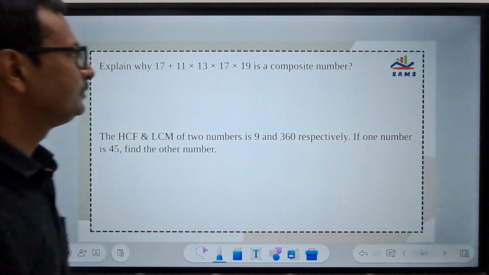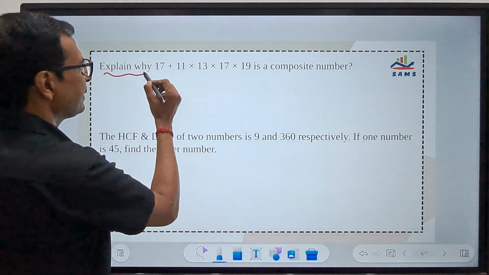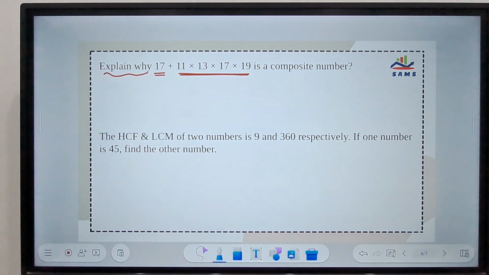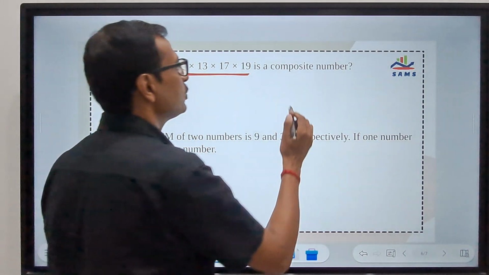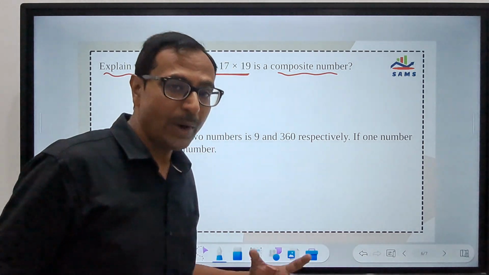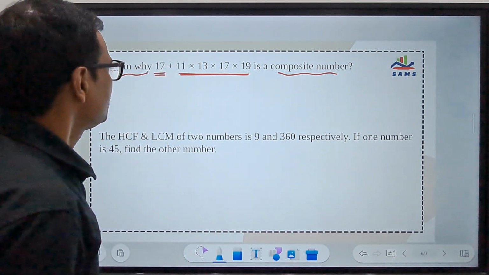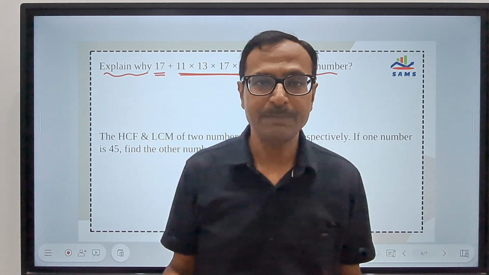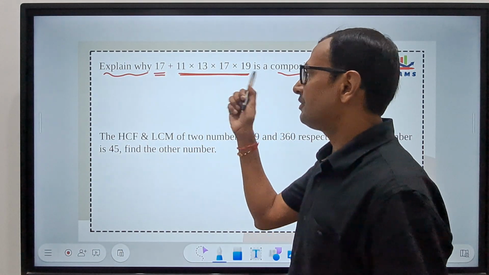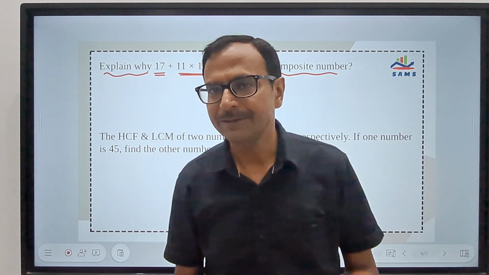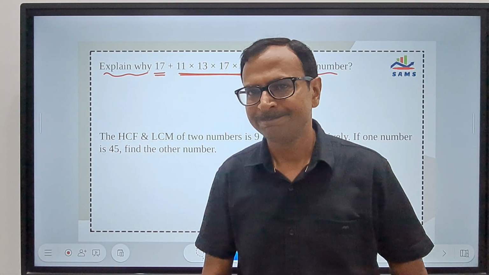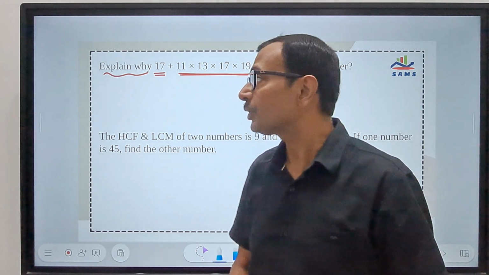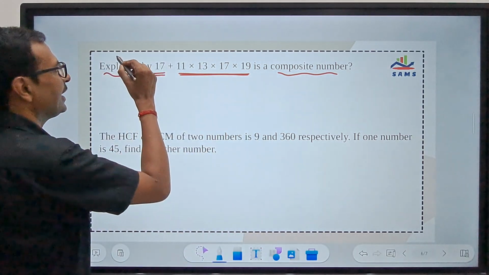Another important question here. Explain why 17 times 11 times 13 times 19 plus 17 is a composite number. We have to check why it is a composite number. So one of the things you can do is to simplify this, which will take a lot of time because multiplying 11, 13, 17, 19 obviously is not easy, right? So there has to be some trick. There has to be some logic to call it a 1 mark question rather. So let's explain why it is a composite number.